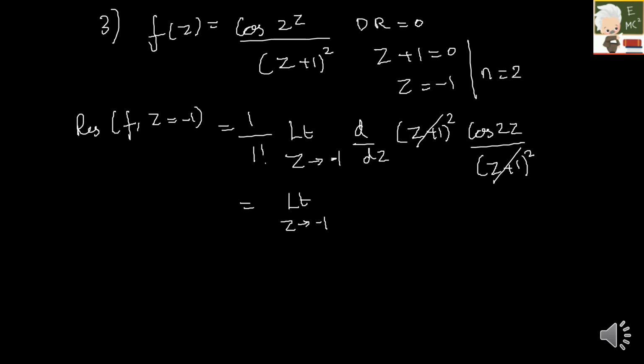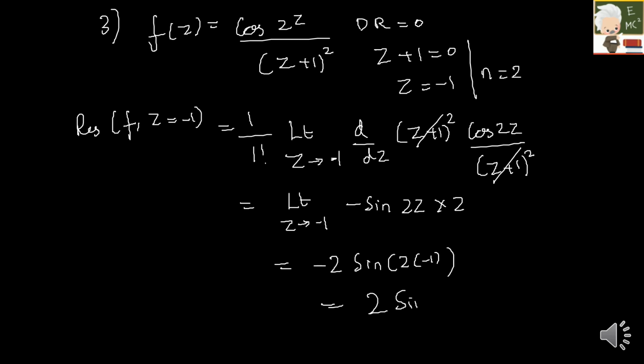So I have to differentiate cos 2z, which is nothing but minus sine 2z into 2, right? So I have to apply limits z is equal to minus 1. So which would be minus 2 into sine 2 into minus 1, right? So which would be my final answer, 2 sine 2. So this is your residue. So this is how we do it.